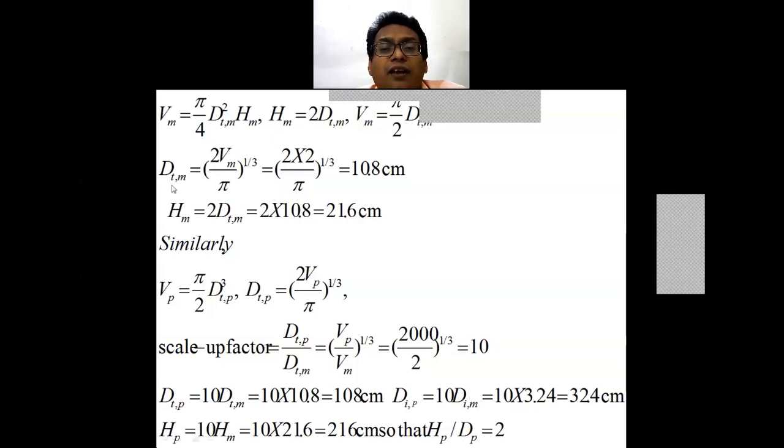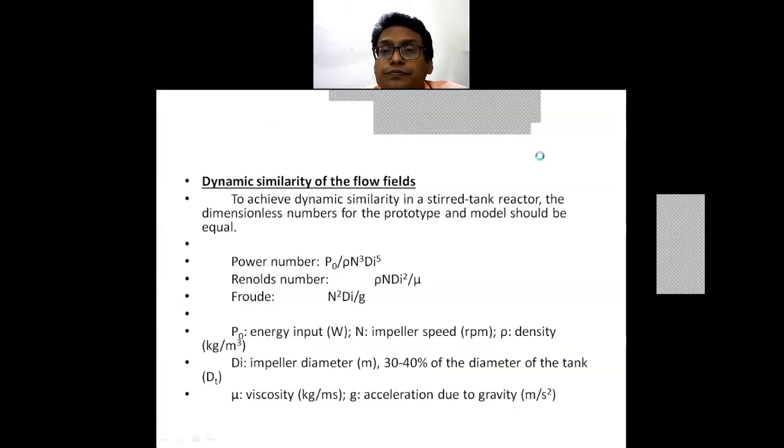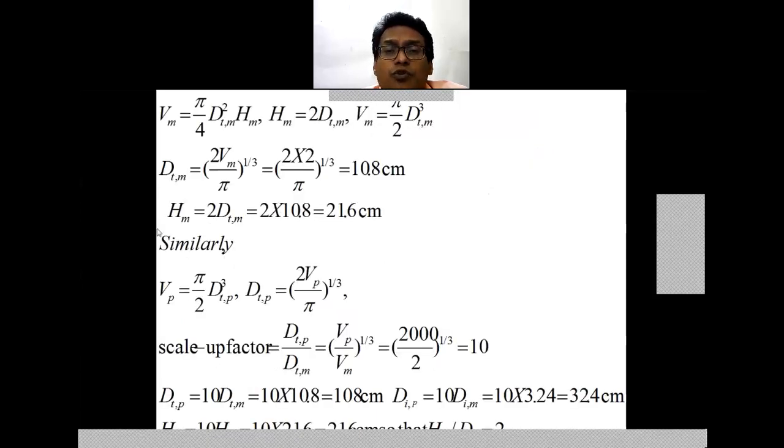Then the correlation we have obtained is pi by 2 dT cube into the m. So on simplification of this and substituting the volume of the model, that is 2 liters, the diameter of the tank becomes 10.8 centimeter. And the height of the tank will be equal to 2 times the diameter, so it becomes 21.6 centimeter.